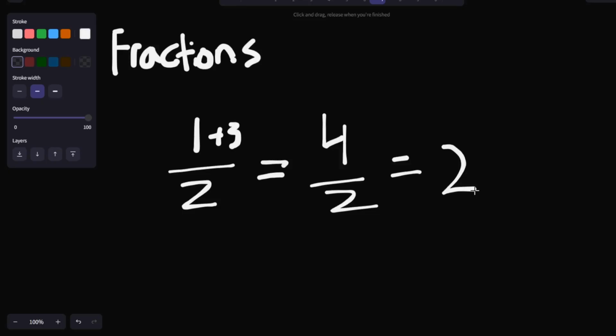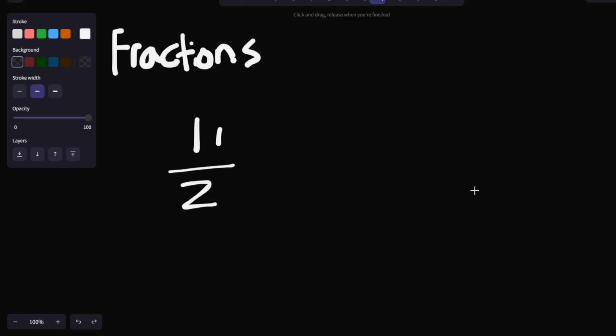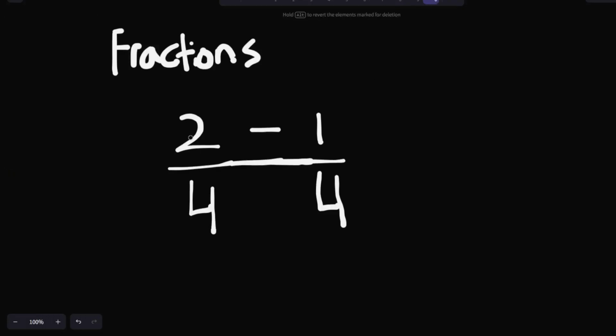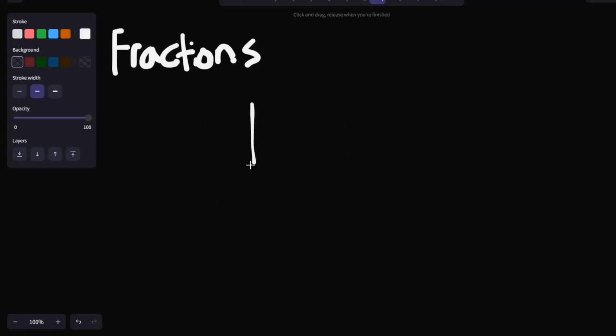Now let's move on to subtracting fractions. The idea is the same. If the denominators are the same, just subtract the top numbers. 2/4 minus 1/4. Again, the bottom numbers are the same, so what you do is just subtract the two numbers. So 2 minus 1, which would give you 1/4.